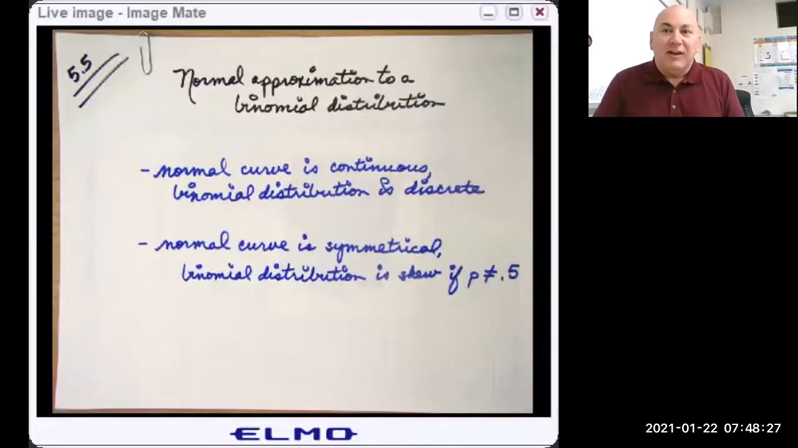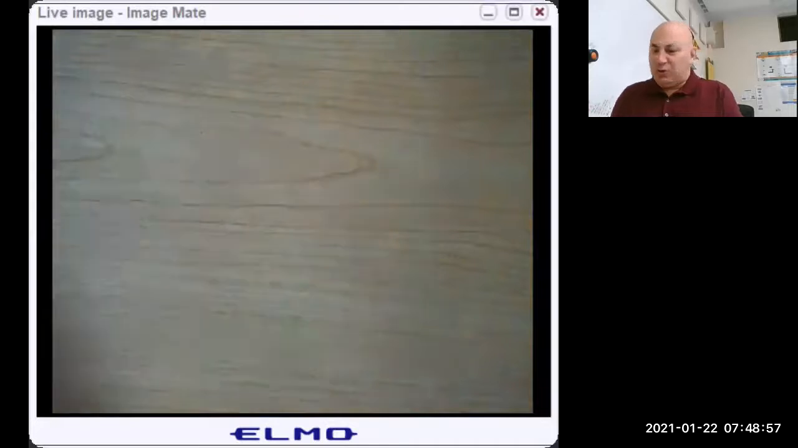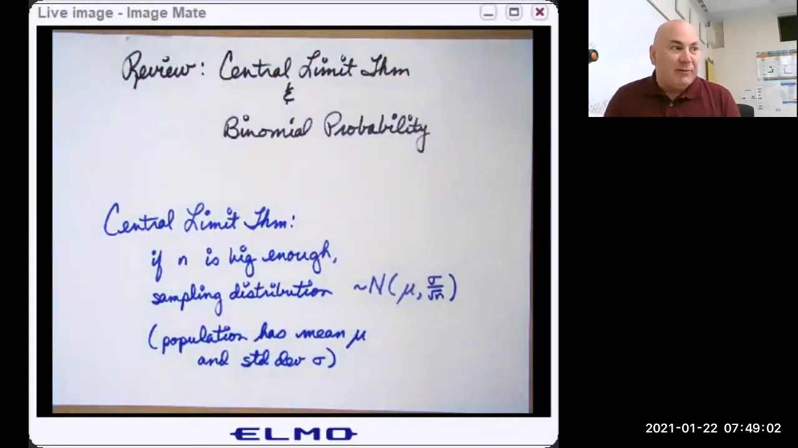Hello, statistics students. In this lesson, we're going to take something that we learned in the last chapter, a binomial distribution, which is discrete, and something we're learning this chapter, which is a normal distribution, and we're going to combine them together. We're going to learn how to use a normal curve to approximate a binomial. So first thing we should probably do is review the two important components here. We're going to review the central limit theorem and binomial probability.